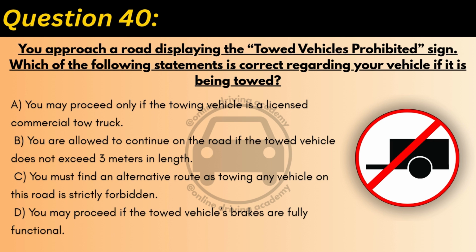And question 40. You approach a road displaying the towed vehicle's prohibited sign. Which of the following statements is correct regarding a vehicle if it is being towed? Is it option A, you may proceed only if the towing vehicle is a licensed commercial tow truck? Is it option B, you are allowed to continue on the road if the towed vehicle does not exceed 3 meters? Is it option C, you must find an alternative route as towing any vehicle on this road is strictly prohibited? Or is it option D, you may proceed if the towed vehicle's brakes are fully functional? Now again, this is going to be a prohibition sign, therefore option C is going to be the correct answer. You must find an alternative route as towing any vehicle on this road is strictly forbidden.